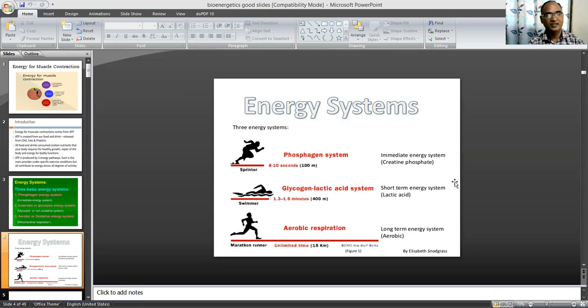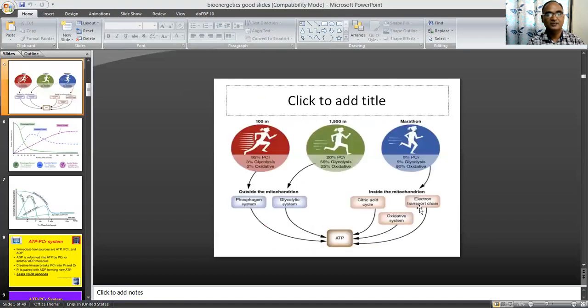And the second is the glycogen lactic acid system. This will contribute up to 3 to 5 minutes of physical activity. And aerobic respiration is for unlimited time. More than 15 kilometers, a half marathon or full marathon, you can do with the help of aerobic respiration, the long-term energy system.